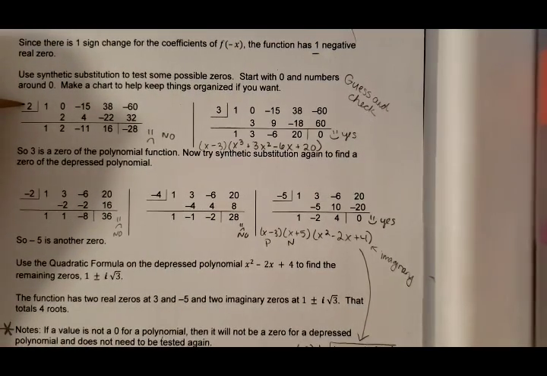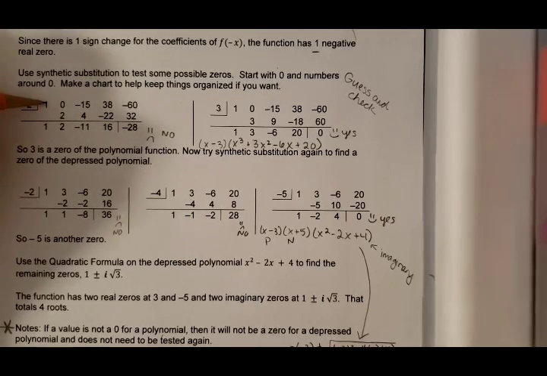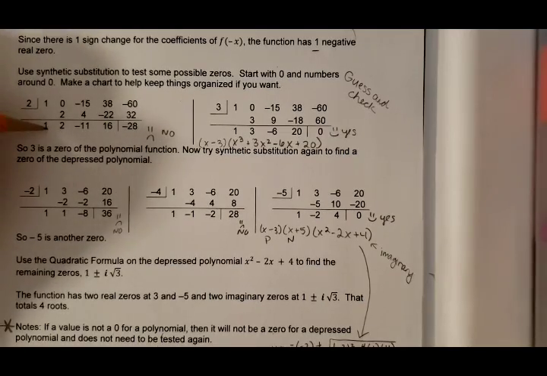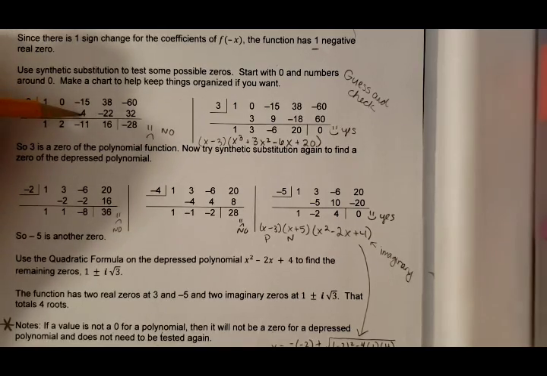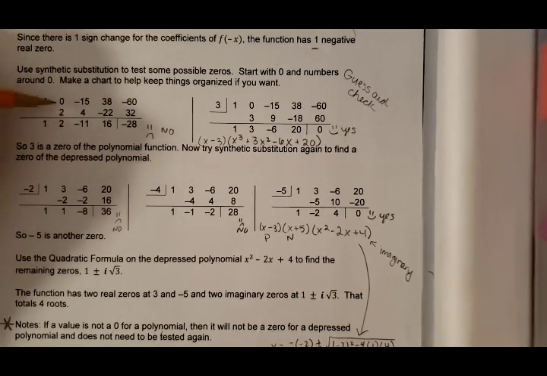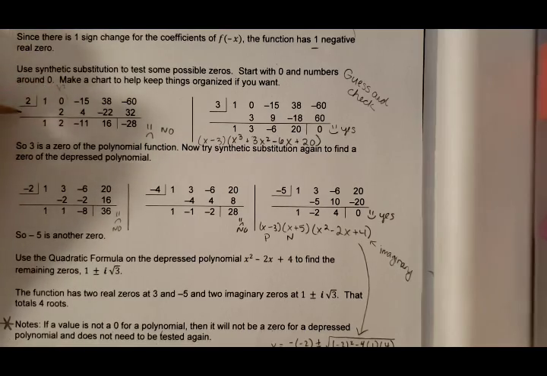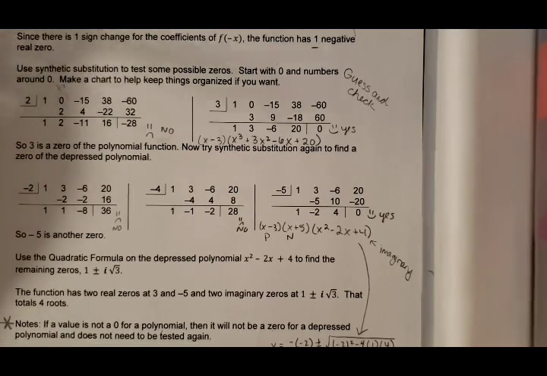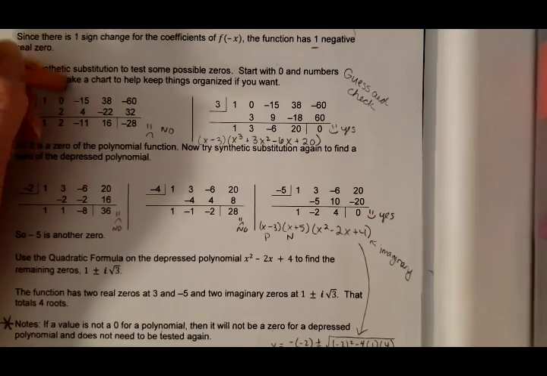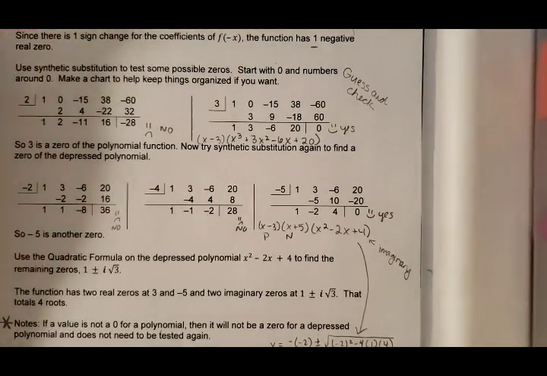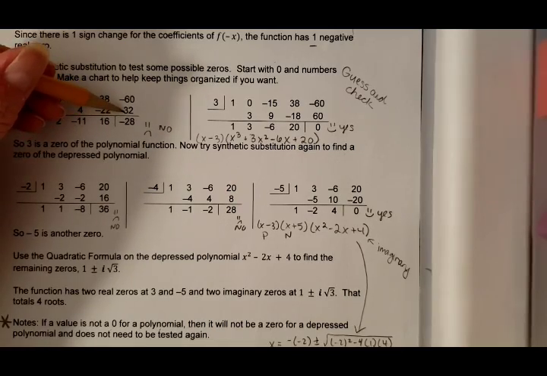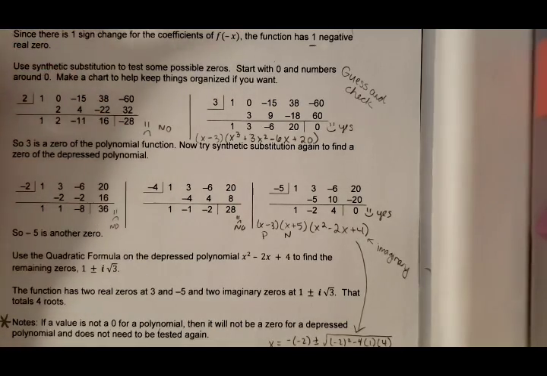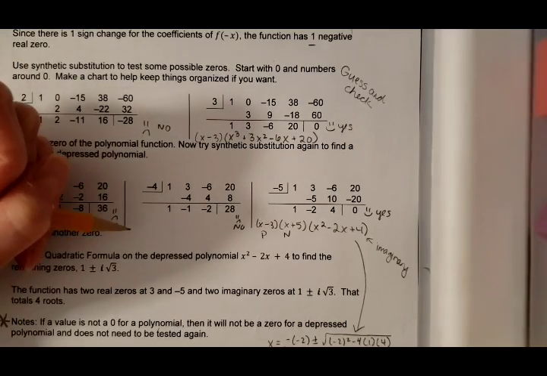So here, we try 2. We do the synthetic division. 2 times 1 is 2, 0 plus 2 is 2, 2 times 2 is 4, negative 15 plus 4 is negative 11. Remember, that's for the x cubed term. 2 times negative 11 is negative 22. 38 plus negative 22 is positive 16. 2 times 16 is 32. Negative 60 plus 32 is negative 28. It does not work.